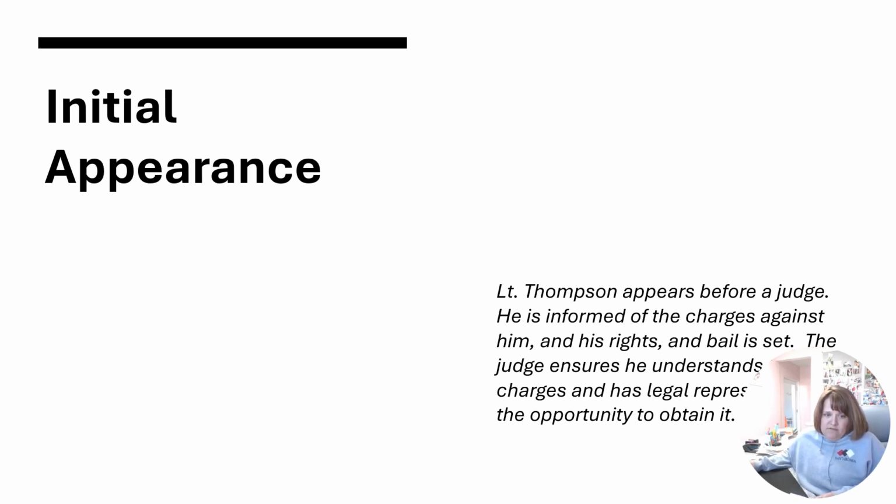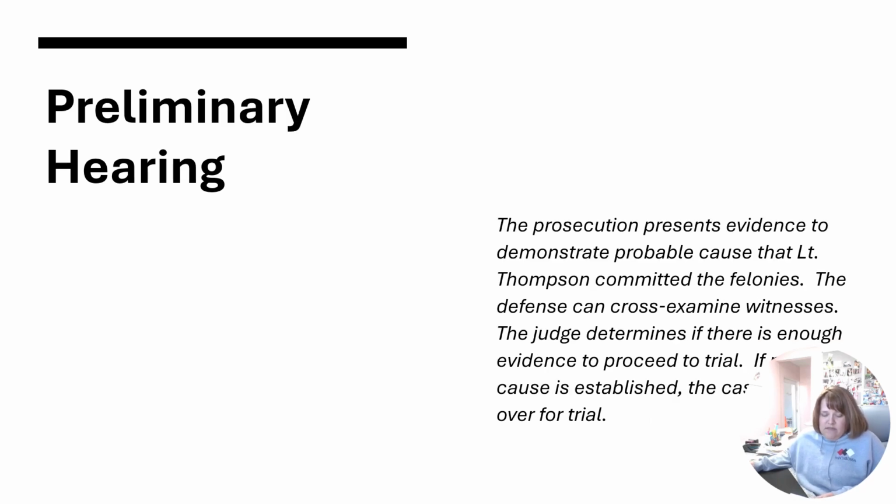Preliminary hearing. The prosecution presents evidence to demonstrate probable cause that Lieutenant Thompson committed the felonies. The defense can cross-examine witnesses. The judge determines if there is enough probable evidence to proceed to trial. If probable cause is established, the case is bound over for trial.